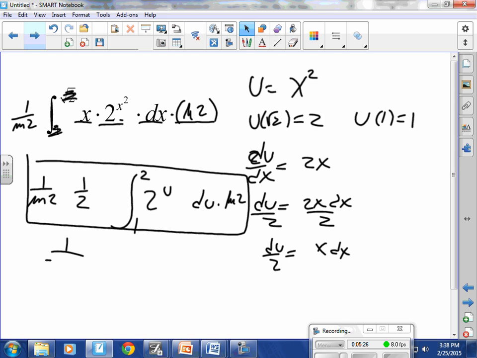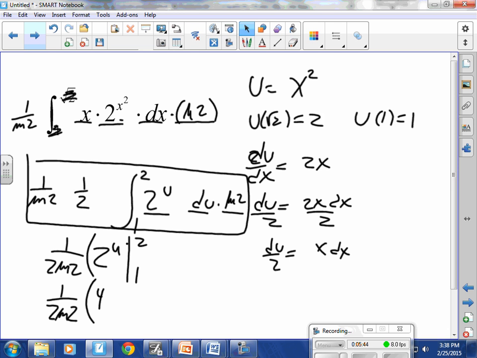Now I'm ready to go to work. So we'll go with 1 over 2 ln 2. The antiderivative of a to the u prime ln a turns out to be a to the u. That's going to be from 1 to 2, which is going to leave me with 1 over 2 ln 2 times, 2 squared is 4, 2 to the first is 2. I'm going to end up with 2 over 2 ln 2, or finally 1 over the natural log of 2.